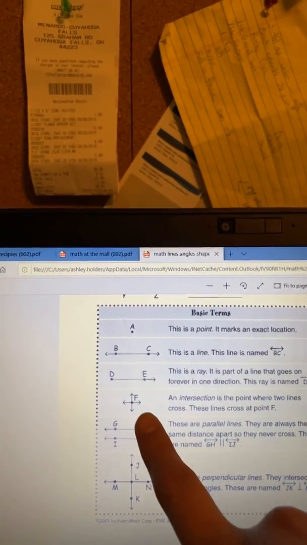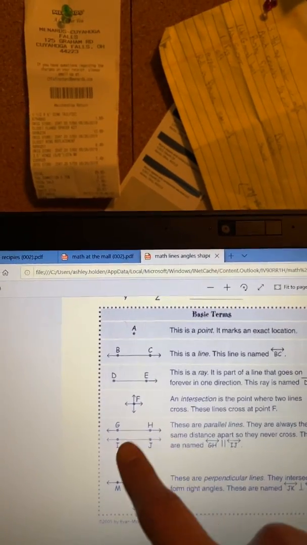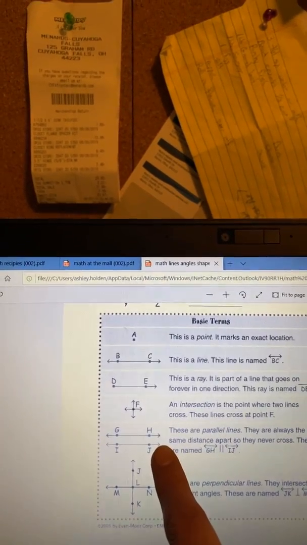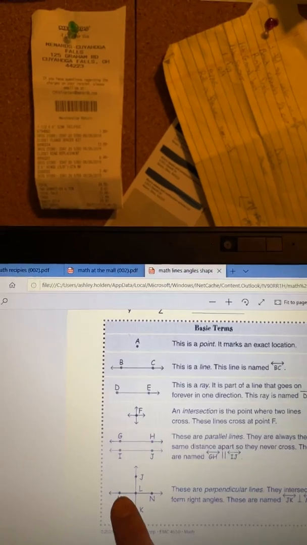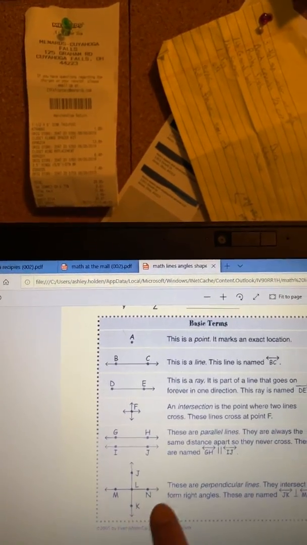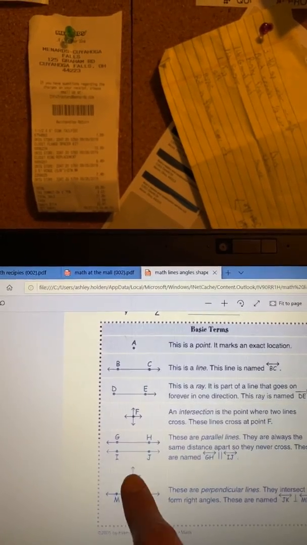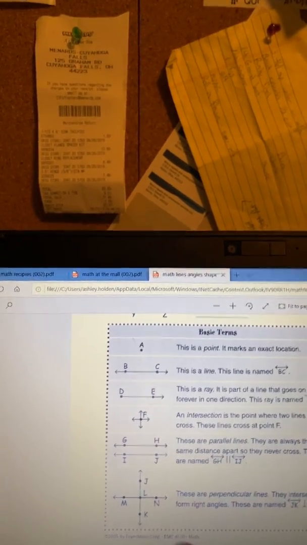These 2 lines are intersecting. That means that they cross at a specified location. Parallel lines will go on forever and never intersect, so they'll never cross. And down here, this picture shows perpendicular lines. Our definition says that they form right angles, which we know right angles are 90-degree angles. So to be perpendicular, they would intersect at a 90-degree angle.